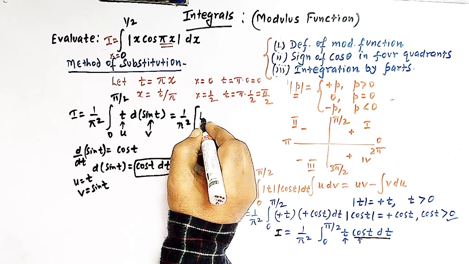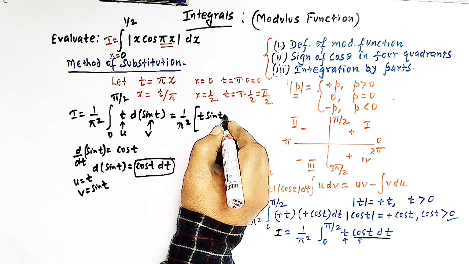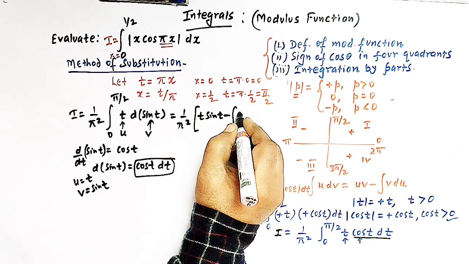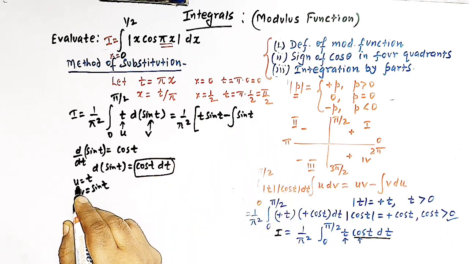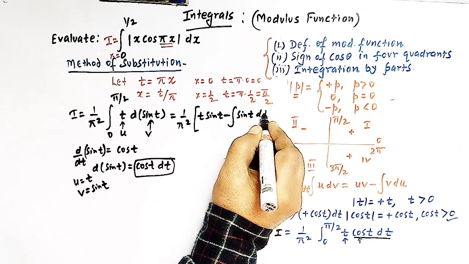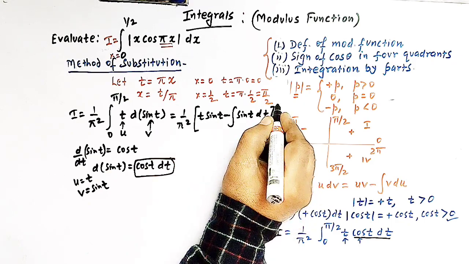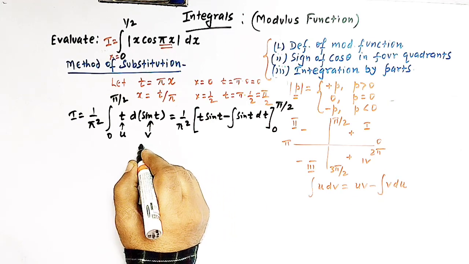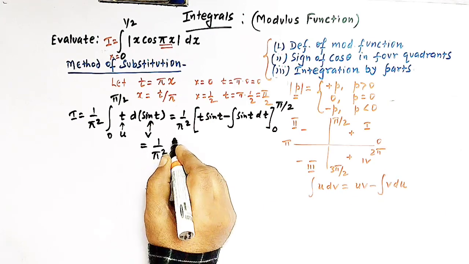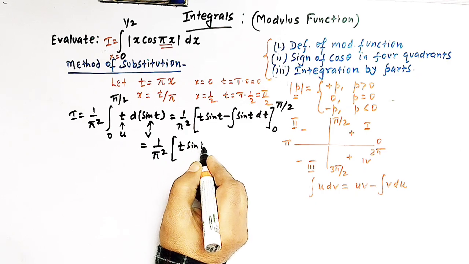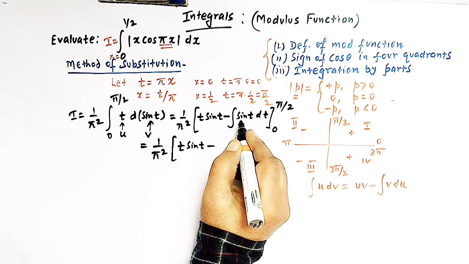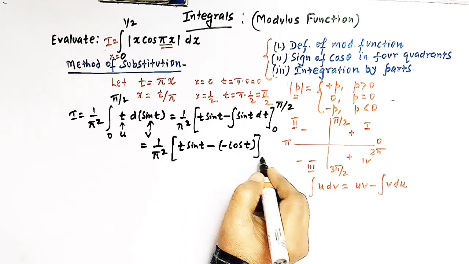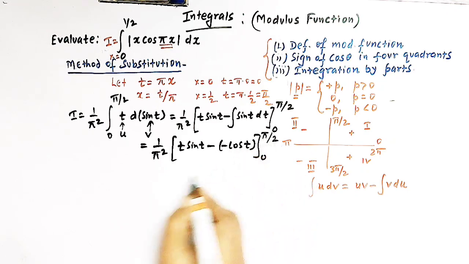So we have t sine t, and then we have the integral, that is v du. So v is sine t and du is dt, and the limits of integration are from 0 to pi by 2. So now we can write 1 over pi square, and then we have t sine t minus the integral of sine t is minus cos of t, and the limits of integration are from 0 to pi by 2.